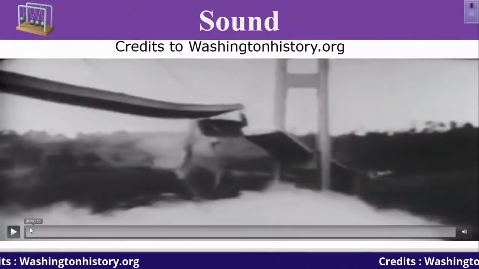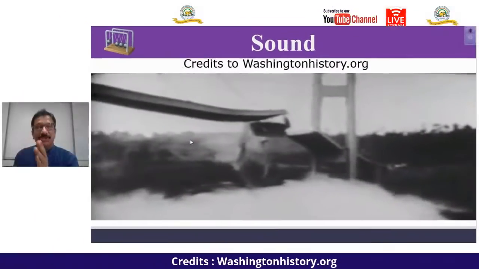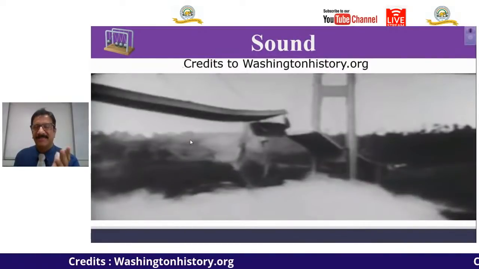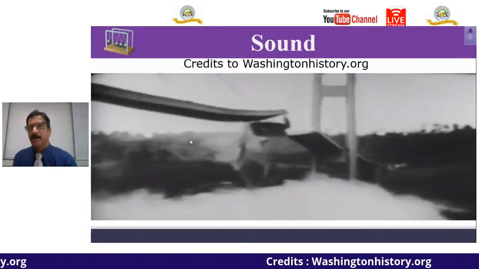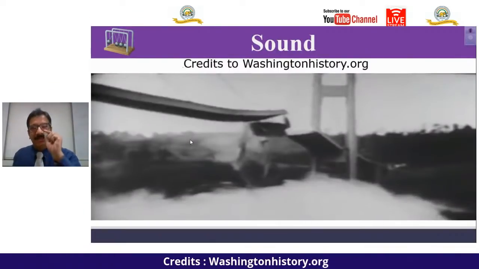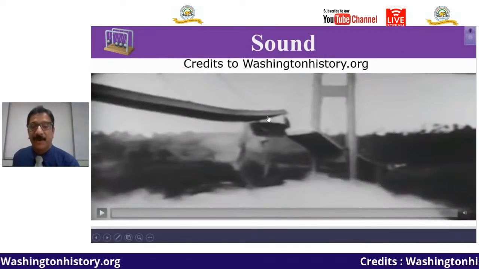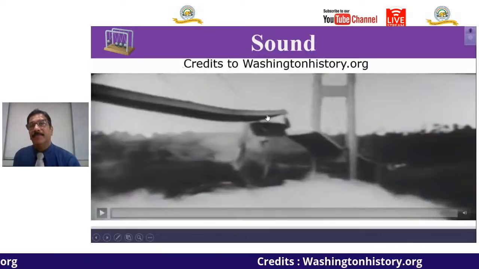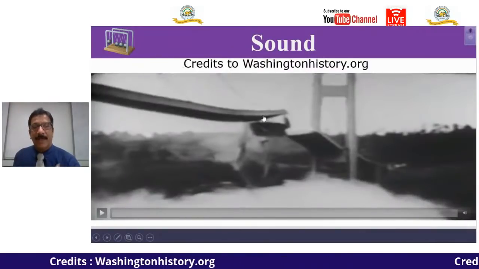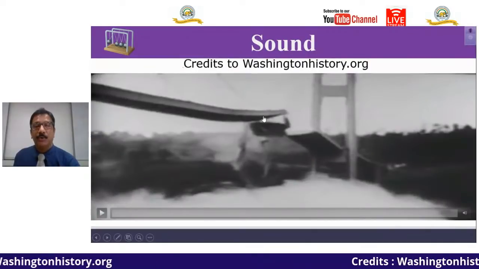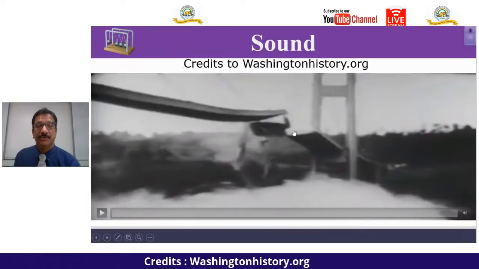And this happened because of resonance, because on that particular day, the wind was blowing at a particular speed. If I'm not mistaken, something like 60 miles per hour, I don't recollect exactly. But the frequency of that exactly matched the natural frequency of the bridge. And therefore, due to resonance, the bridge started vibrating with maximum amplitude. And therefore, the bridge collapsed. So the reason was resonance.